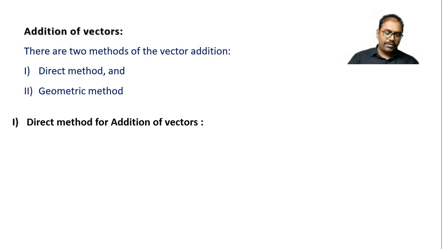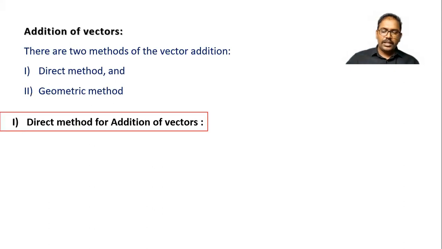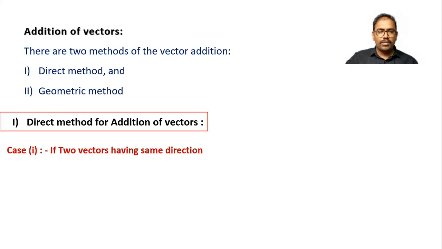Now what is the direct method for addition of vectors? In that also two cases are there. Case one, vectors having the same direction. Here you note one thing. If vectors have the same direction, then how to add? You can see here.